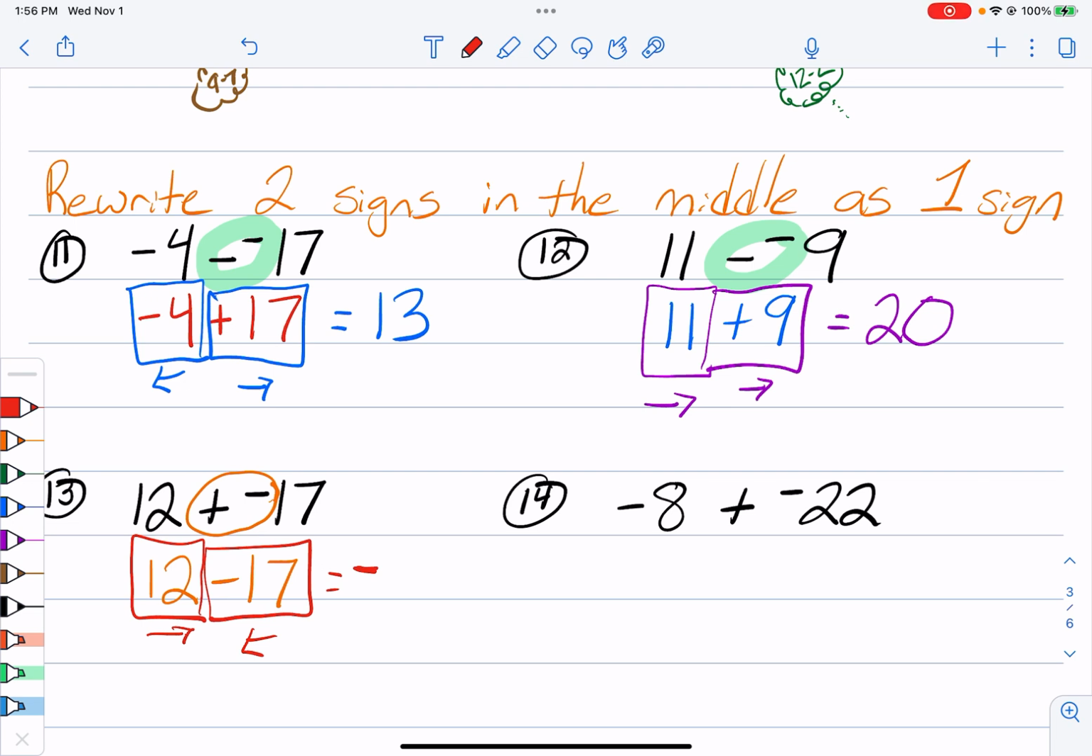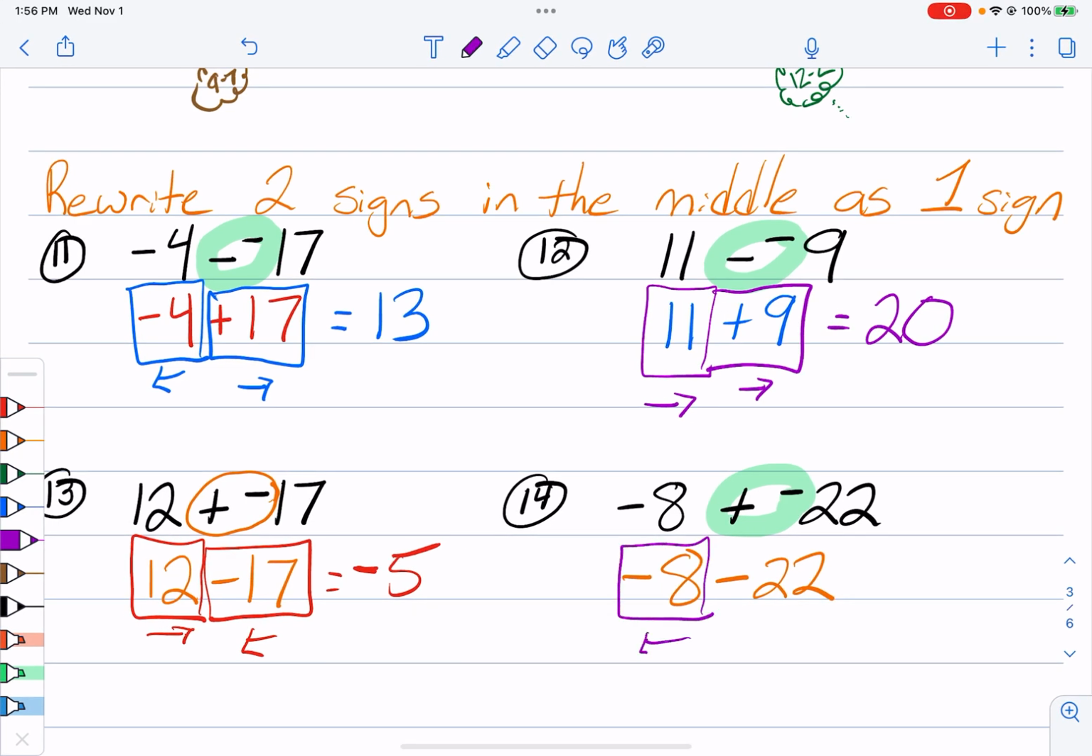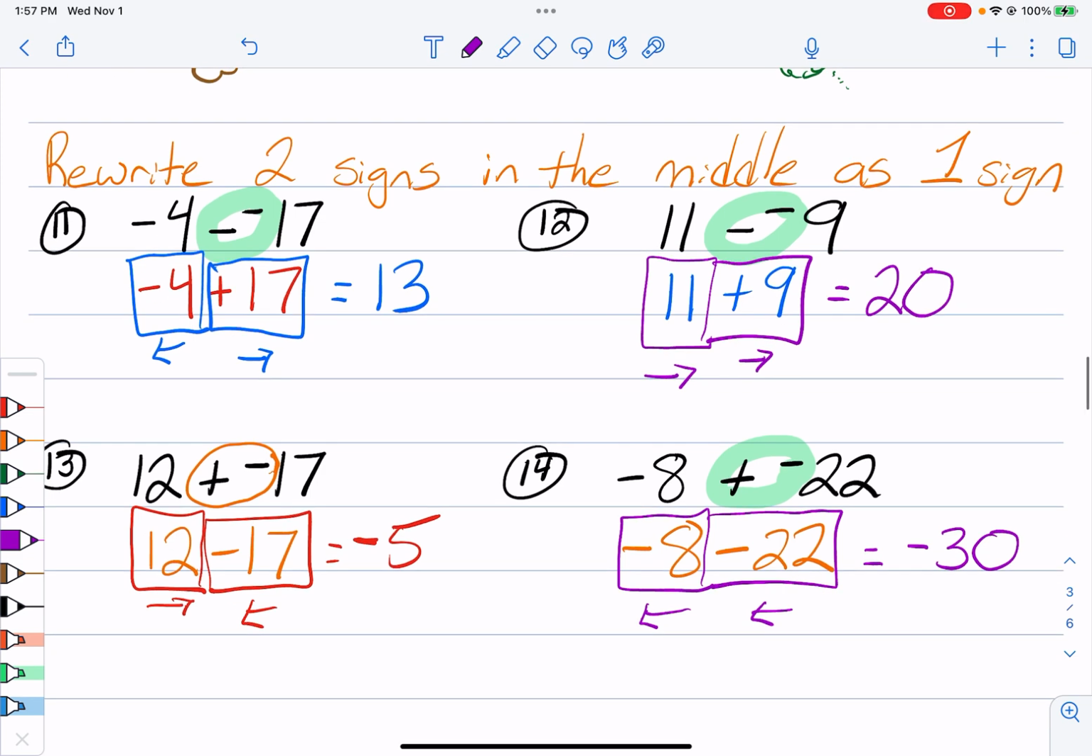So how many more times did we go? The difference between 12 and 17 is 5. So that's a -5. Similarly with this one, a positive and a negative just becomes a -22. So we have a -8, which is a left number, and a -22, which is also a left number. So we went to the left 8, we went to the left 22 more, we went to the left a total of 30 spaces. So we're able to just combine those together.